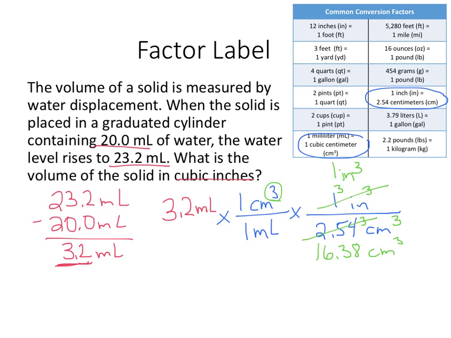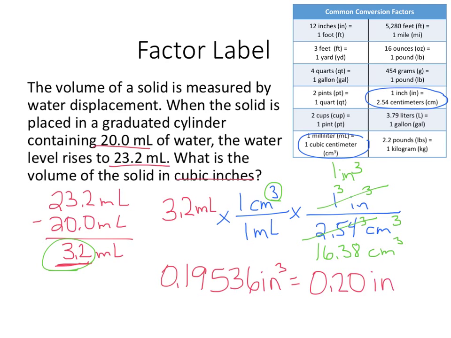So now we're going to take 3.2 divided by that 16.38, and I get 0.19536 inches cubed. Since my original 3.2 milliliters is two significant figures, I'm going to round that to 0.20 inches cubed. That is because the 5 will round up the 9, which will then round up the 1. Make sure you include that last 0 here to give it two full significant figures.